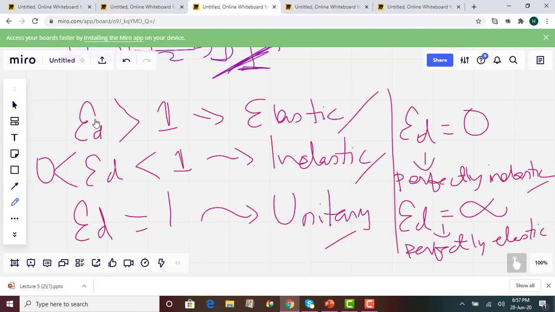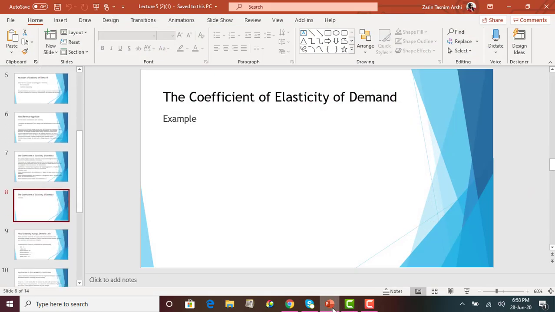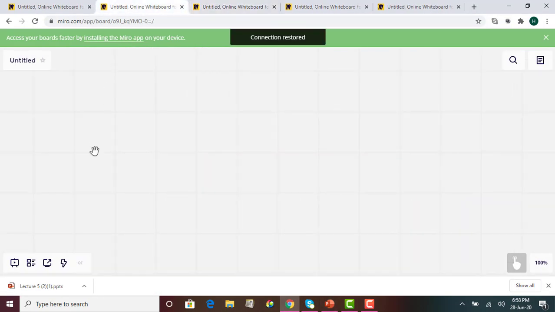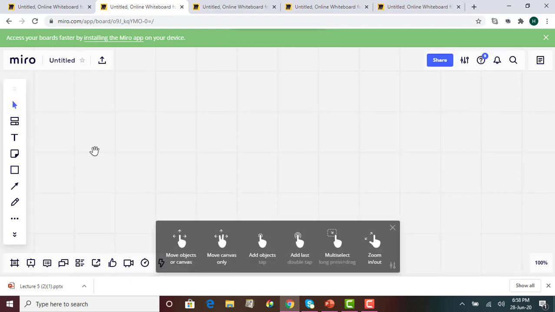Keep this in mind. Once you calculate using the midpoint method or percentage method, you will get a number, and you have to use the absolute value, so it has to be greater than 0. Based on this criteria, you can define if the demand is elastic, inelastic, or unitary. Let me do a quick example so you understand how to do it. I will do an example using the midpoint method.